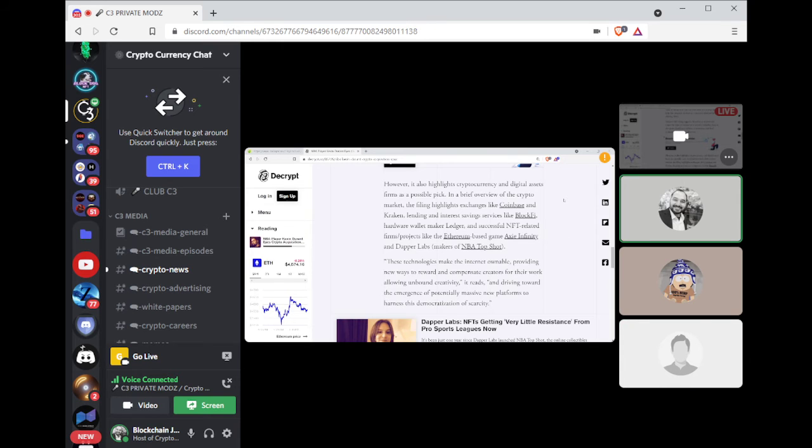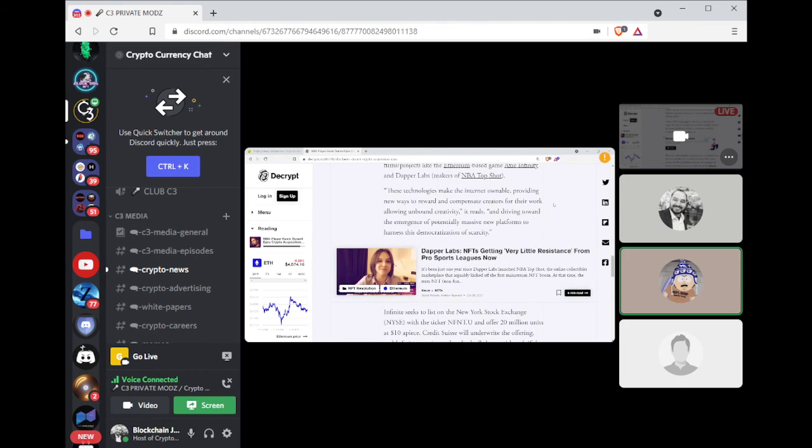It looks like there's a little more info in the next paragraph here. However, it highlights cryptocurrency and digital asset firms as a possible pick. In a brief overview of the crypto market, the filing highlights exchanges like Coinbase and Kraken, saving services like BlockFi, hardware wallet maker Ledger, and successful NFT-related firms and projects like the Ethereum-based game Axie Infinity and Dapper Labs, which is the maker of NBA Top Shot. These technologies make the internet ownable, providing new ways to reward and compensate creators for their work, allowing unbound creativity. It reads, driving toward the emergence of potentially massive new platforms to harness this democratization of scarcity.